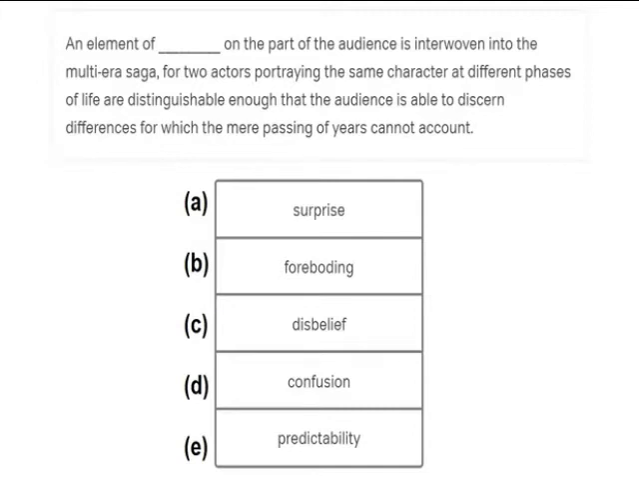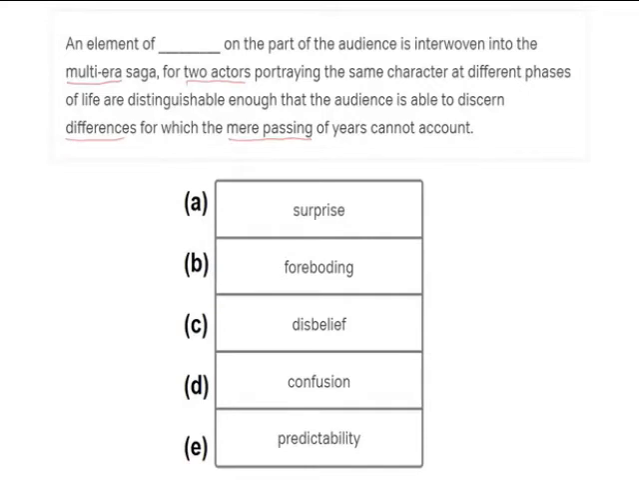Okay, so what's basically being said here is that the audience is watching something, maybe a TV show, movie, or play, and what they're seeing is that there's two different eras in this character's life. The character's younger life, their older life, and the two actors portraying that character, they look different. There are enough differences that it doesn't look like they're just older. It looks like one of the actors is actually a different person than the other actor.